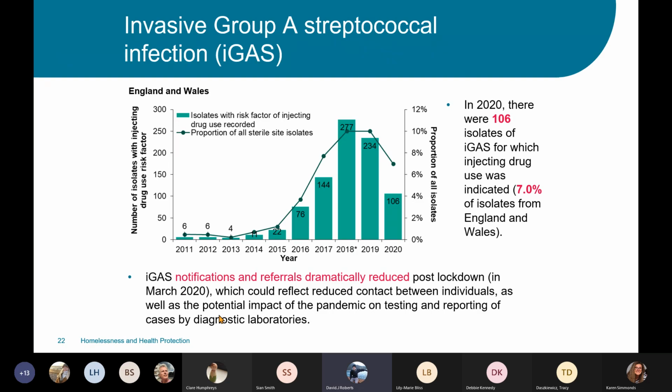So this graph shows IGAS isolates with injecting drug use recorded as a risk factor over time between 2000 and 2020. And it shows that there were low numbers recorded until around 2016-17. We started to see quite an increase. In 2018, there was an even bigger increase, sustained in 2019, though there was enhanced case finding initiated then in response to this increase in reports of IGAS from prisons, people who inject drugs, and homeless populations. So that will account for some of that rise, but nonetheless, there has been an increase. And then in 2020, that was lower again, still a relatively high percentage at 7% of isolates. And that was post-lockdown, and as it says, it's not clear exactly why that happened. There's reduced contact, but there could have been reduced testing and reporting as well due to the pandemic.